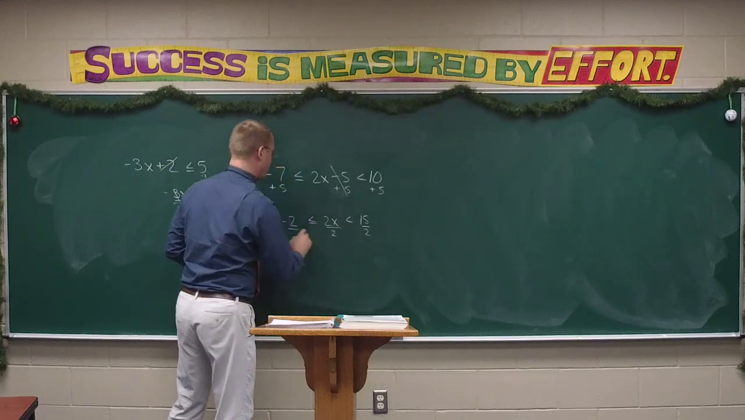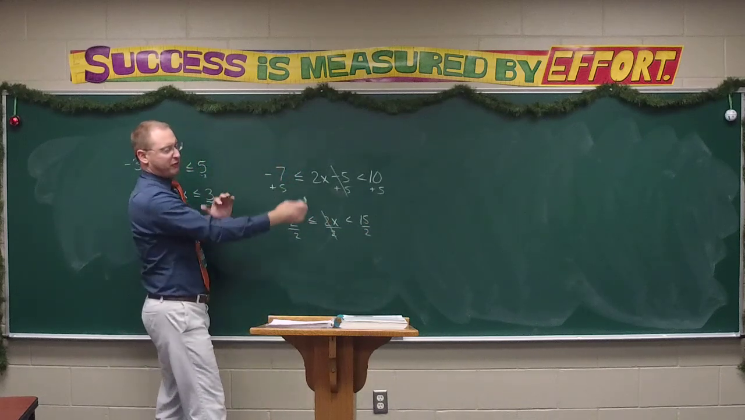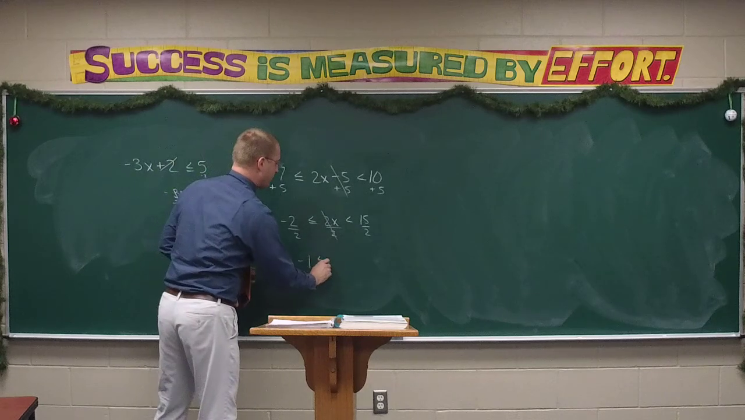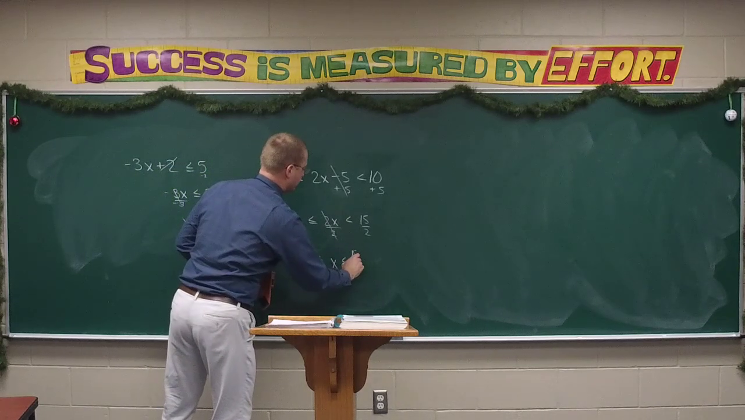And these were the ones we hated when it was negative, right? Because it would flip everything, and we have to flip the whole thing around again. That was annoying. We get negative 1 is less than or equal to x is less than 15 halves.